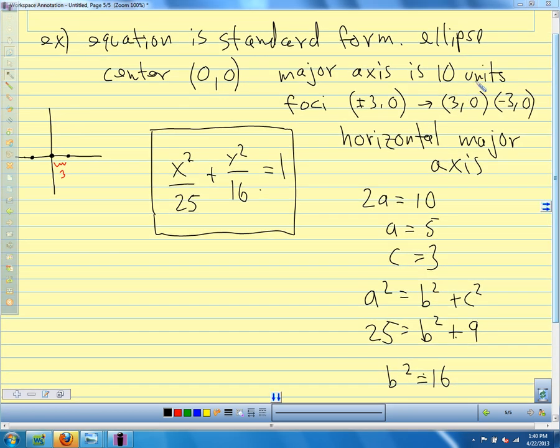The information about the major axis gave us A. The information about the focus gave us C. And we know that A squared equals B squared plus C squared. So we were able to figure out B. And because our focus was to the right and left of the center, we knew that our axis had to be horizontal. Questions on that one?